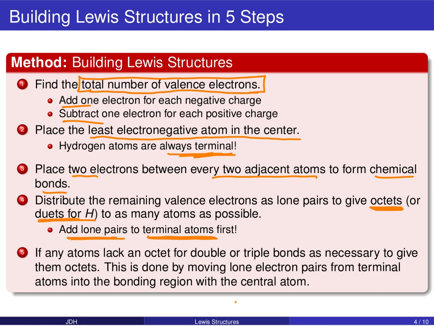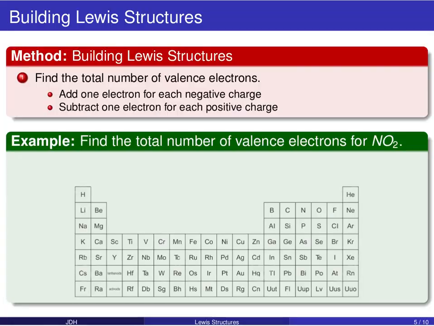And then finally, if you've used up all of your electrons and you find that there are any atoms that are lacking an octet, then we're going to introduce multiple bonds, either double or triple bonds, in order to make sure that every atom in that structure has a full octet. Okay, so let's see this in practice now.